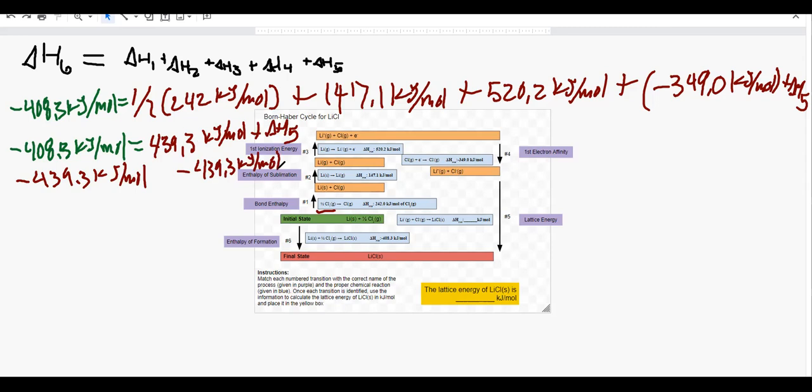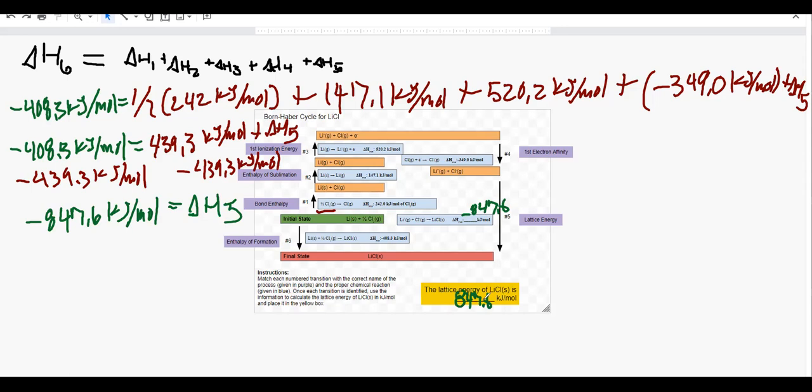This becomes negative 847.6 kilojoules per mole, and that becomes delta H of step 5. So this change becomes negative 847.6 kilojoules per mole. And typically when we talk about lattice energies, we give them as a positive value. And so this would become 847.6.